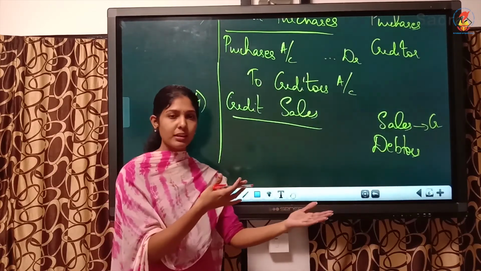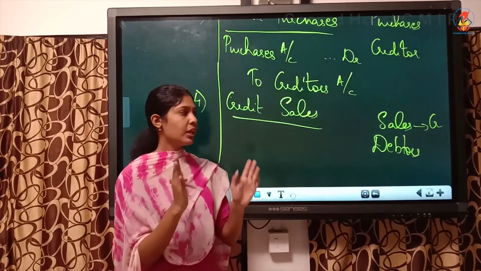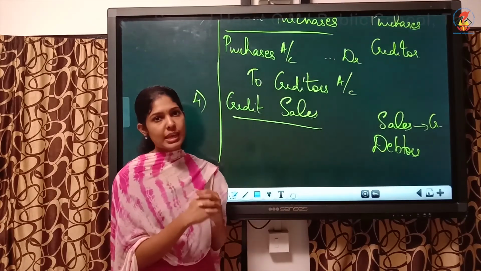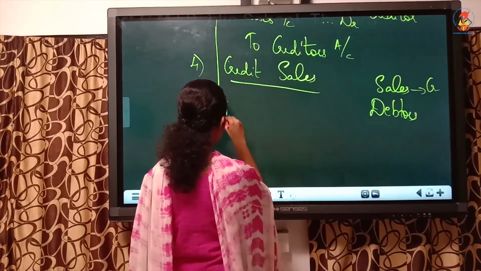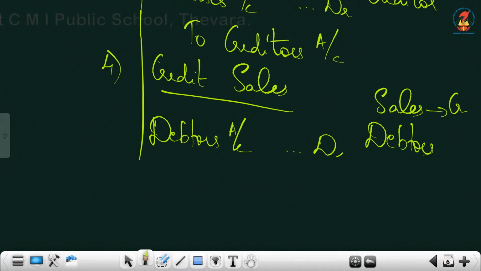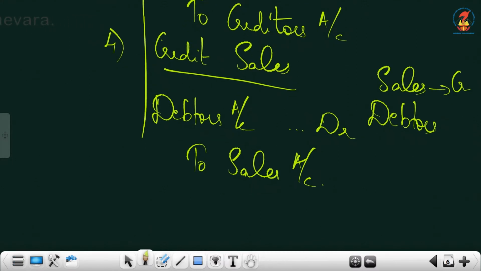That also you can apply here. Debit what comes in, credit what goes out. Any rule you can apply. Okay. Debit what comes in, credit what goes out. Here the sales or goods are going out, so sales should be credited. So the journal entry will be, write the debit aspect first always. It would be debtors account, debtor to sales account. Debtors account, debtor to sales account. That is the entry.